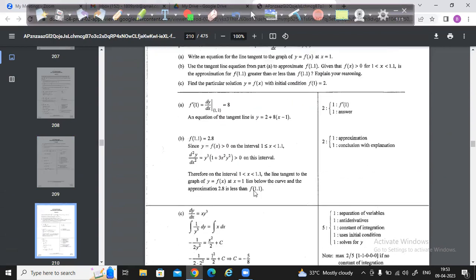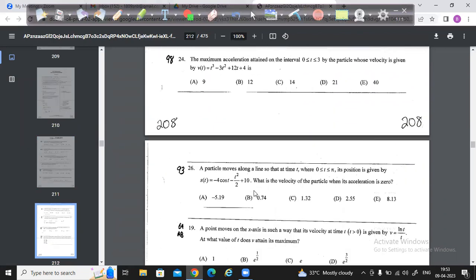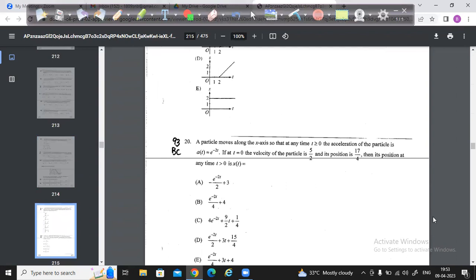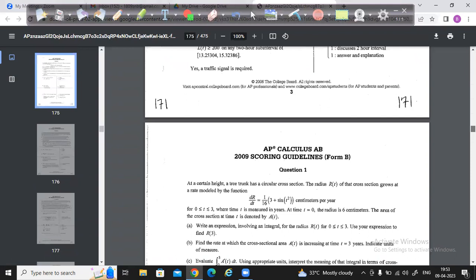Differential equation and slope fields, then he has given distance, speed, motion. This is one class. We'll do step by step. So I suggest you do all the questions up to page number 182.